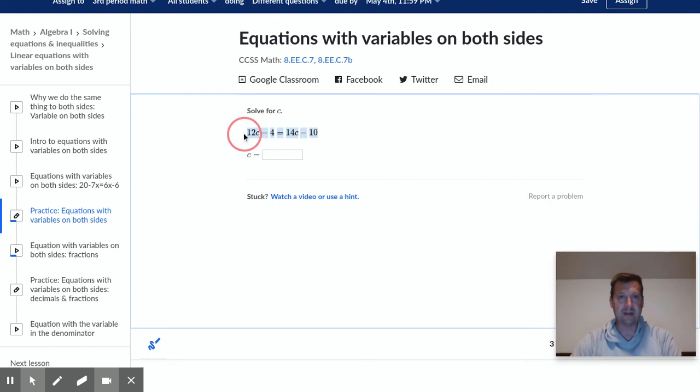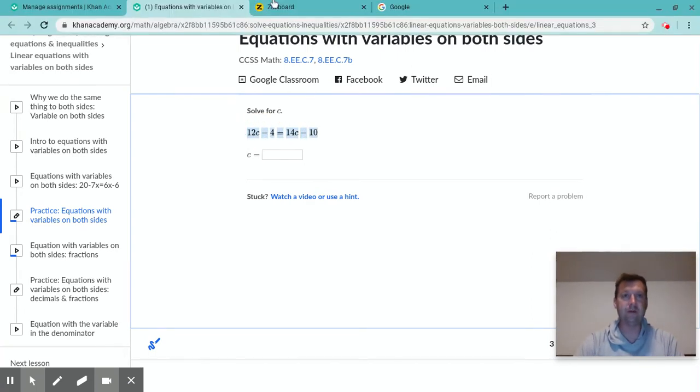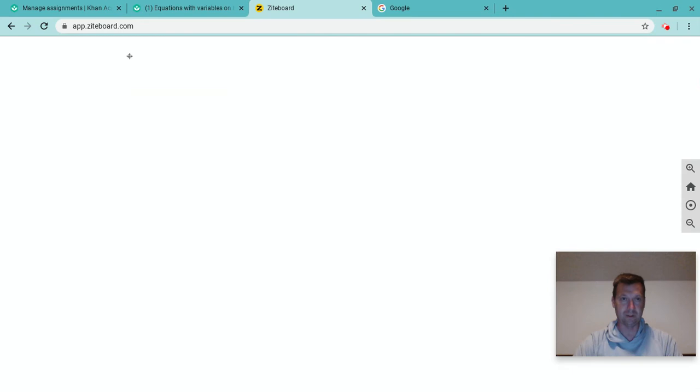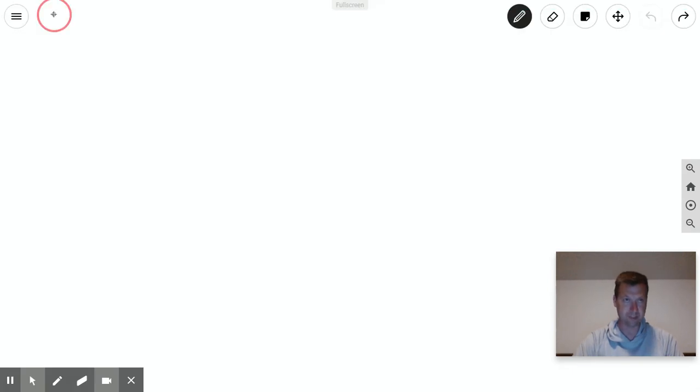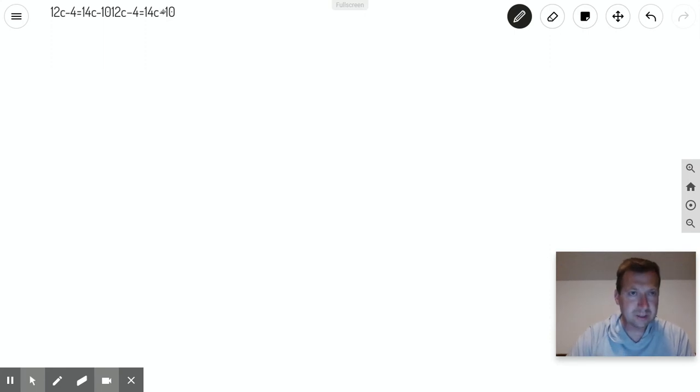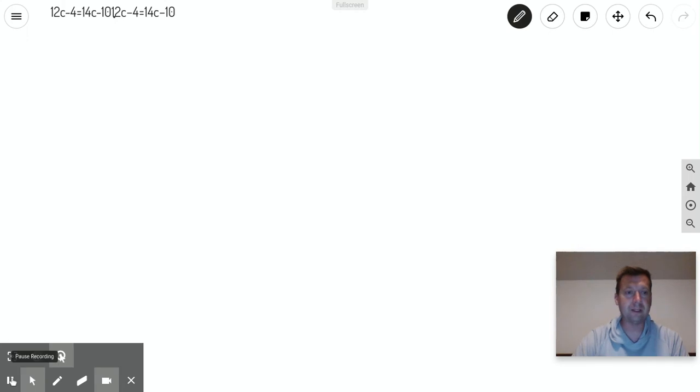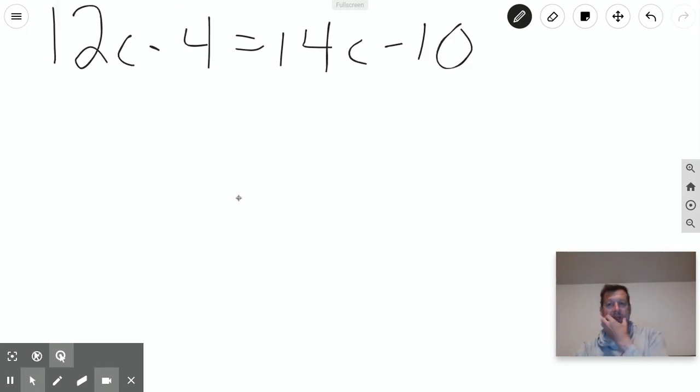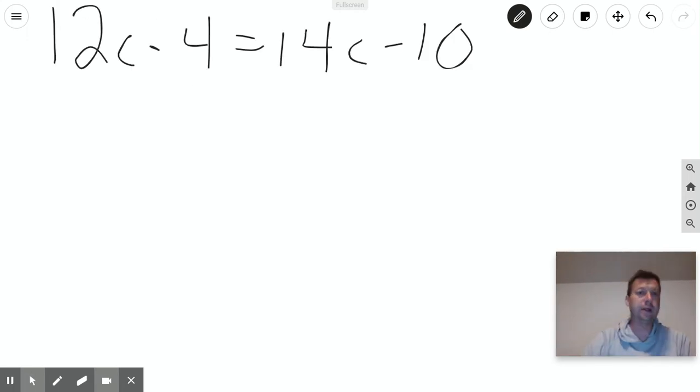So I'm going to copy this. Hopefully it'll copy and paste right over here to Ziteboard really nicely. I bet it does. Yep. There we go. So it does look a little funky though. Something went wrong right there. 12c minus 4 equals 14c minus 10. And then it duplicated for some reason. So let's see if we can fix that really quickly. So I couldn't get it fixed, so I just went ahead and wrote it on here.